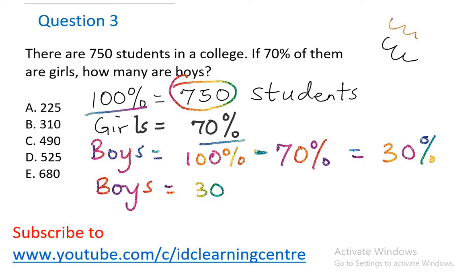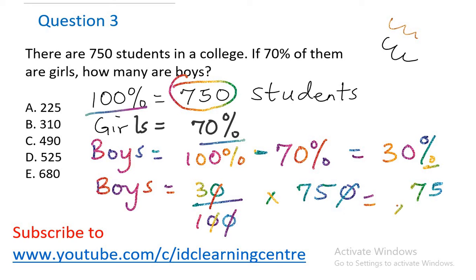30, this symbol percent means divide by 100. So 30 divided by 100 times the amount, which is 750, will give you your answer. This 0 cancels this 0. This 0 cancels this 0. Number of boys will be 75 times 3. 3 times 5 is 15. 5, we put 1 here. 3 times 7, 21 plus 1, 22. We have 225 boys, which is A.